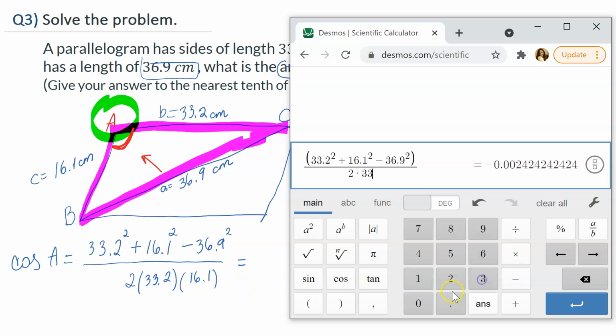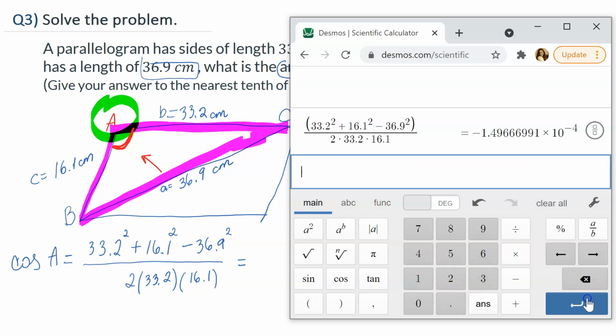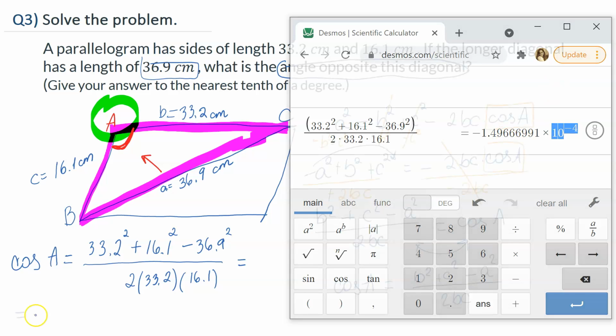2 times 33.2 times 16.1 is equal to, let's write this number down, negative 1.49666991 times 10 to the negative 4 power. Let's not forget about 10 to the negative 4 power, because that means we'll need to move the decimal point 4 times to the left. Otherwise, if we ignore this part, then cosine of negative 1.49 is greater than 1 and the calculation is impossible.